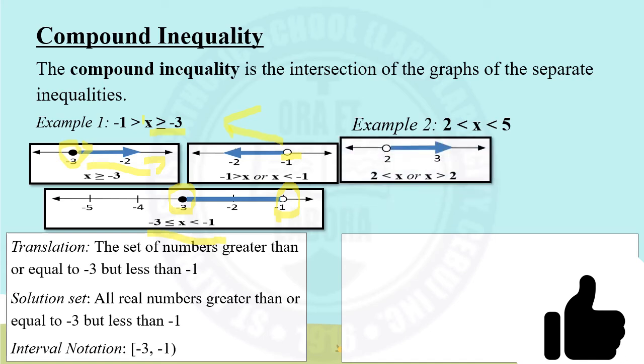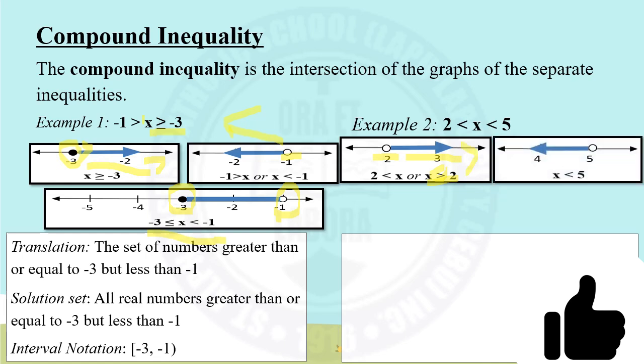Now let's have another example. We have here x is greater than 2 but less than 5. So first step, let's graph x is greater than 2. So we have an open circle at 2 and then the arrow is going to the right since it is greater than 2. And next, for the second graph, we have an open circle at 5. And since we have x is less than 5, our arrow is going to the left.